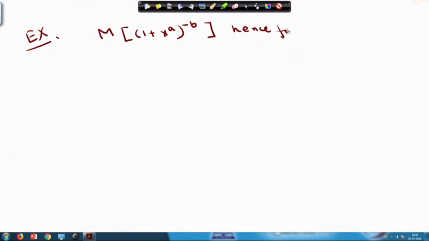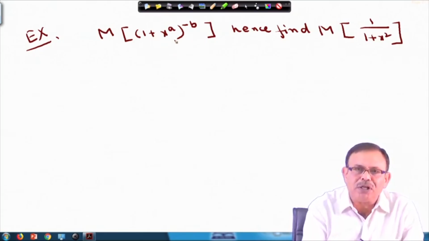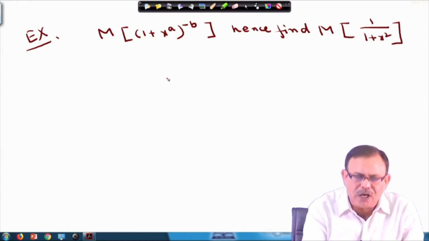Let us do the next example on Mellin transform. We want to find the Mellin transform of (1 plus x to the power a) to the power minus b, and hence the Mellin transform of 1 by 1 plus x square. In other words, I am finding a generalized Mellin transform of a function, and then by substituting different values of a and b I can find the Mellin transform of some other related functions also.